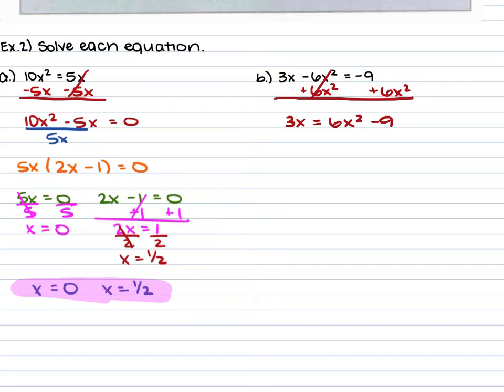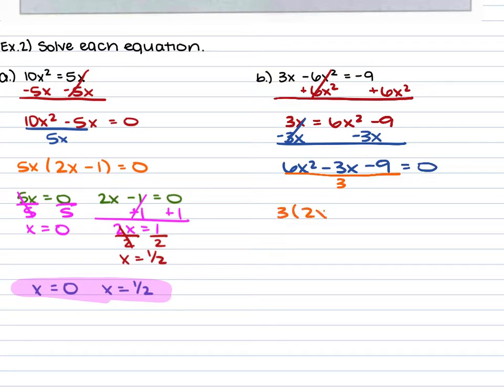From here, I want to move the 3x over as well. So I'm going to subtract it from each side. This leaves us with 6x squared minus 3x minus 9 is equal to 0. I look at this and I first ask myself, do I have a greatest common factor that I can factor out first? I have a 6, a negative 3, and a negative 9. I can factor out a 3 from each of these terms. So I'm going to factor out the 3. This leaves us with 3 times 2x squared minus x minus 3 is equal to 0.